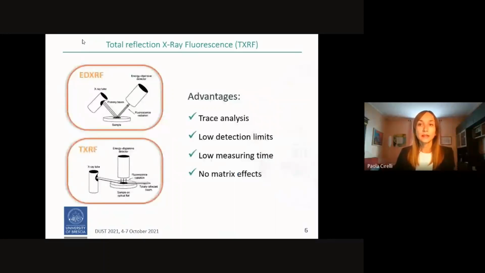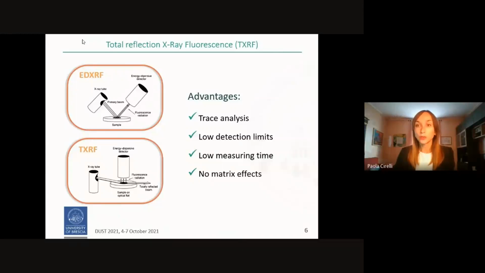The TXRF technique is developed from the classic energy dispersive X-ray fluorescence, and it differs from it in the geometry of the source sample detector system. The total reflection condition is obtained when the incident beam is completely reflected by the surface of the sample, and this occurs when the X-ray beam is almost parallel to the sample, and not at 45 degrees like in conventional XRF. In this way, a higher sensitivity is reached.